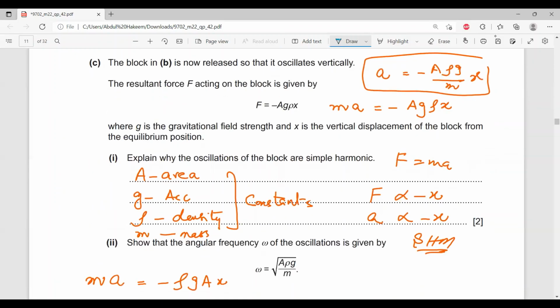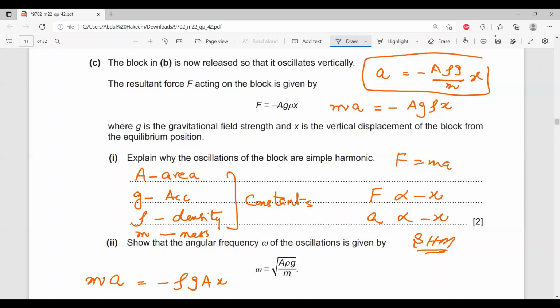Next, the block is now released so that it oscillates vertically. The resultant force F acting on the block is given by F is equal to A rho g x, where g is gravitational field strength, x is the vertical displacement of the block. From the equilibrium, explain why the oscillations of the block are simple harmonic. Look, area of the block, constant. g is constant. Density of the water constant. Mass of the block constant.